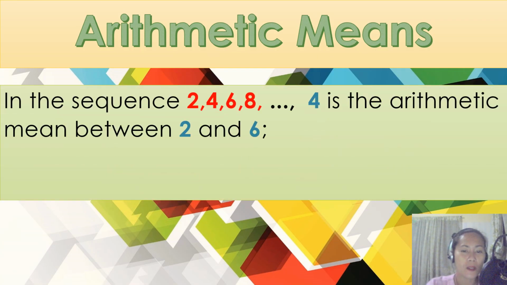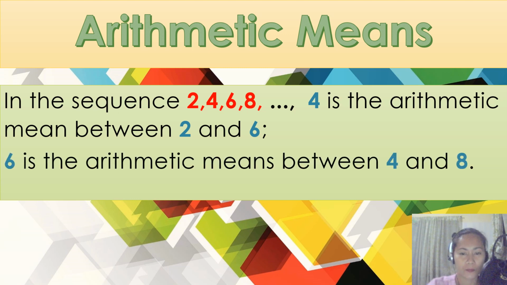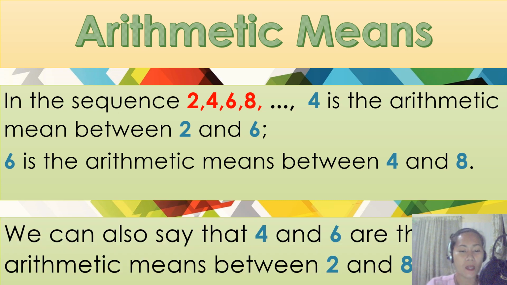In the sequence 2, 4, 6, 8, 4 is the arithmetic mean between 2 and 6. 6 is the arithmetic mean between 4 and 8. We can also say that 4 and 6 are the arithmetic means between 2 and 8.